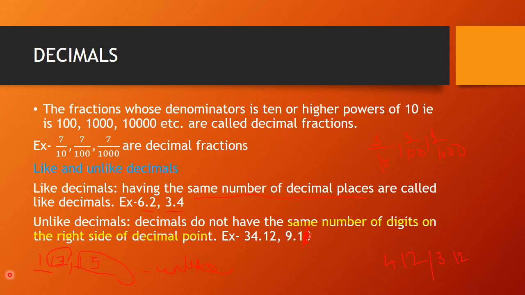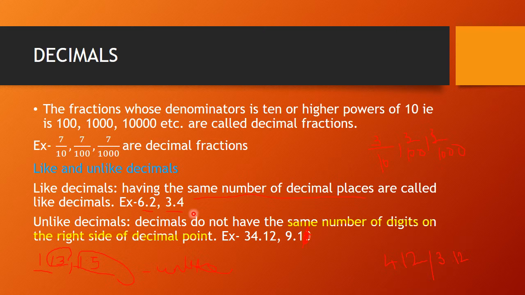Now let us move on to like and unlike decimals. Like decimals have the same number of decimal places. A very important point to be noted, that like decimals have the same number of decimal places. That's why they are known as like decimals. For example, 6.2 and 3.4 are like decimals.